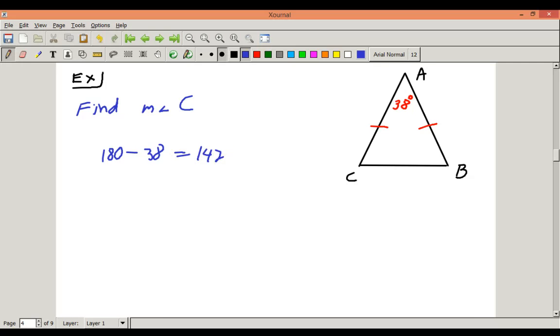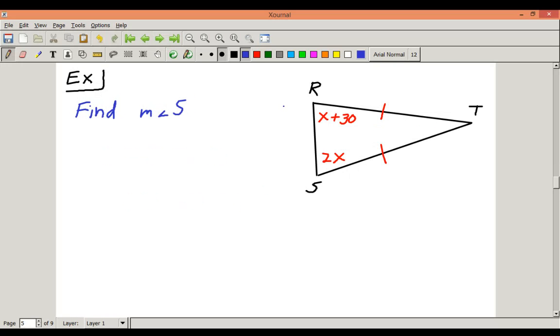So now that we know that angle B and C are both equal and they have to share that 142 degrees, it's going to be 142 divided by 2, so each one's going to be 71 degrees. So we found angle C and angle B to be 71 degrees. Okay, so we use the isosceles triangle theorem to solve that one. Let's do another example before we have our other two proofs.